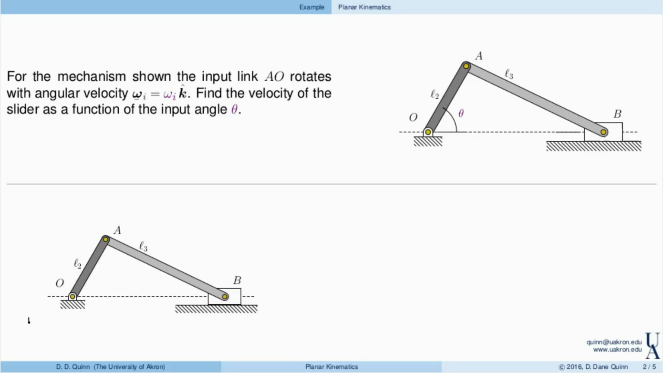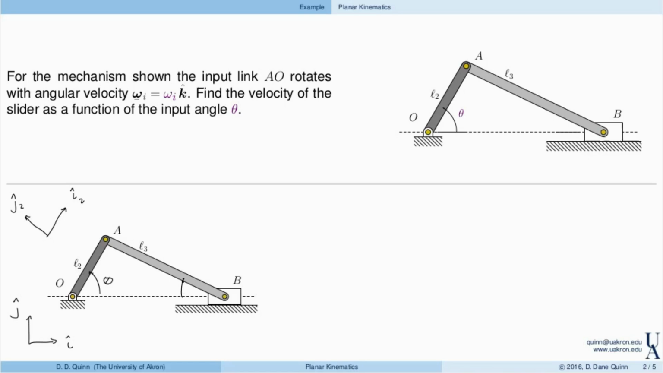So we will begin by defining coordinates and directions that will allow us to describe the configuration of this linkage. And we'll start off with directions fixed in the ground, I and j. And then here we have the input angle theta for this link OA. And let's define directions that are fixed in this link. And we'll call those I2 and J2 that are oriented with the angle theta with respect to I and J.